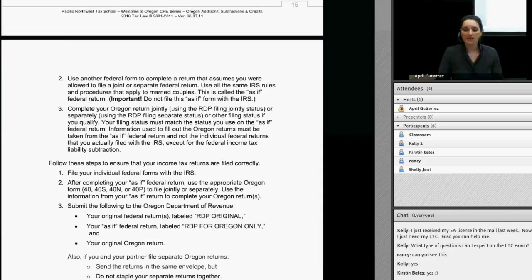Use another federal form to complete a return that assumes you were allowed to file a joint or separate federal return. Use all the same IRS rules and procedures that apply to married couples. This is called the as-if federal return. But important, do not file the as-if form with the IRS. Then complete your Oregon joint return using the RDP filing jointly status, or separately using the RDP filing separately status, or other filing status if you qualify.